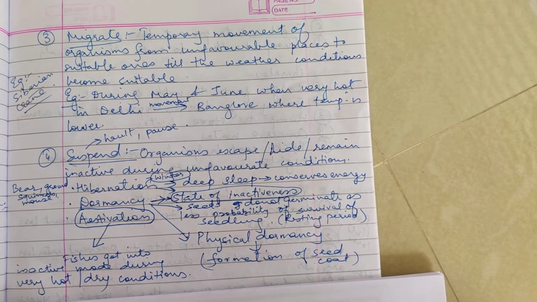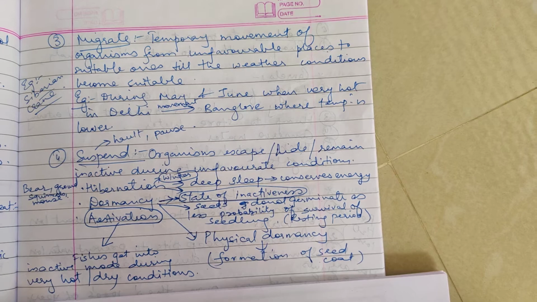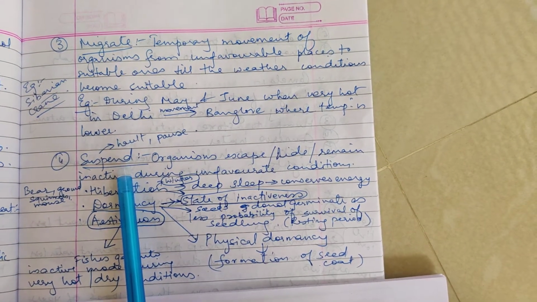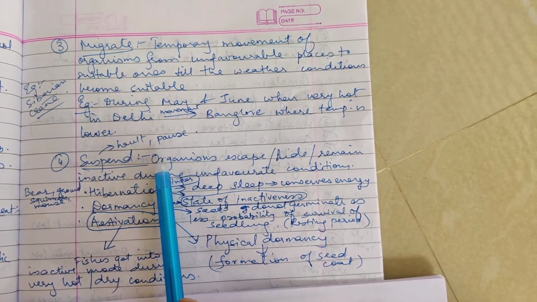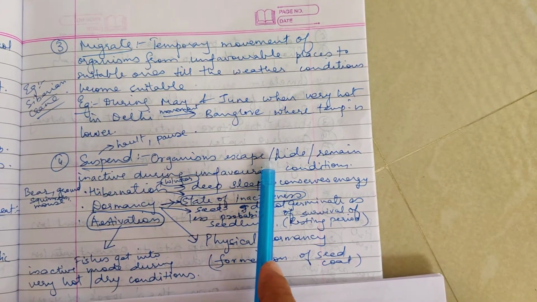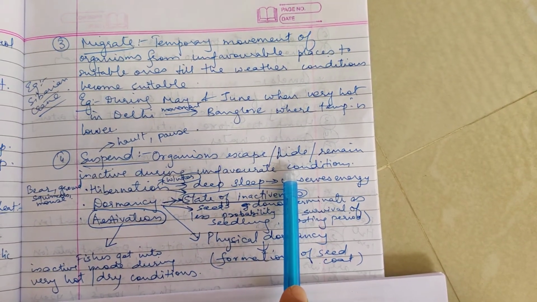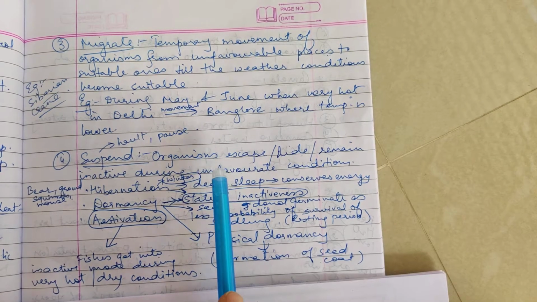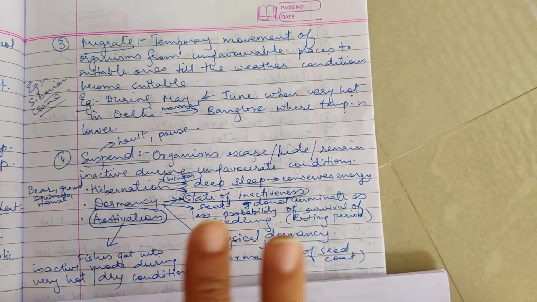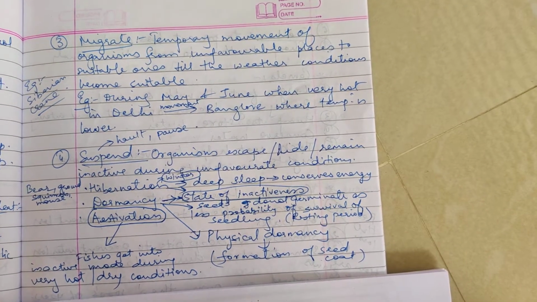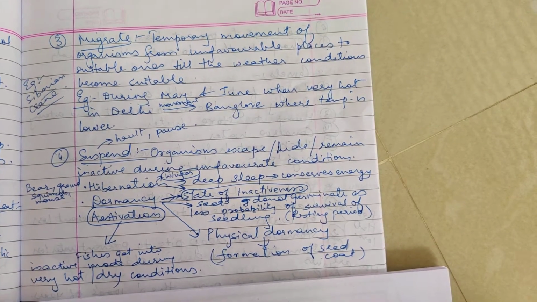The fourth way through which living organisms can adapt themselves is suspend, which means halt or pause. Organisms escape, hide, or remain inactive during unfavorable conditions. When the conditions are not favorable, the organisms escape, hide themselves or remain inactive. They do not do any type of work. And there are different ways through which the organisms suspend themselves.